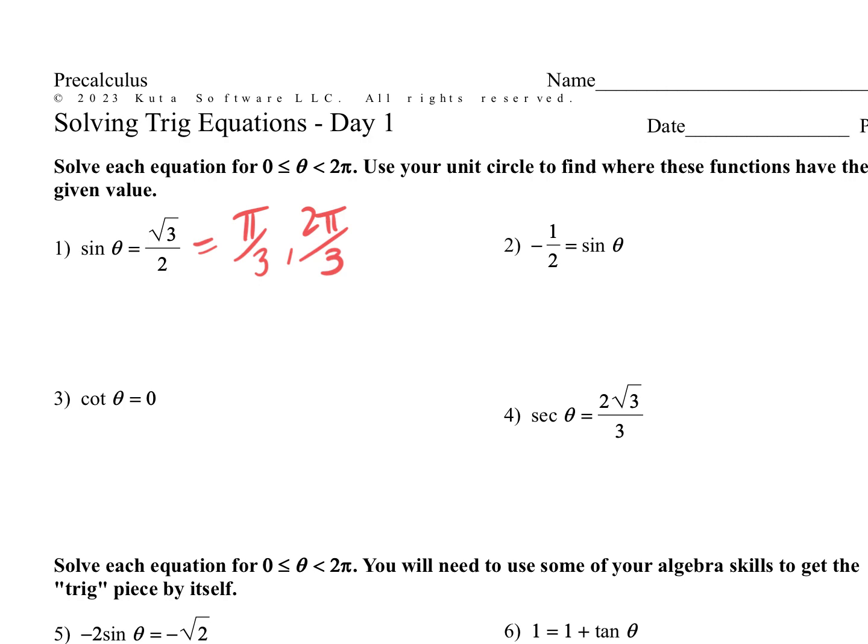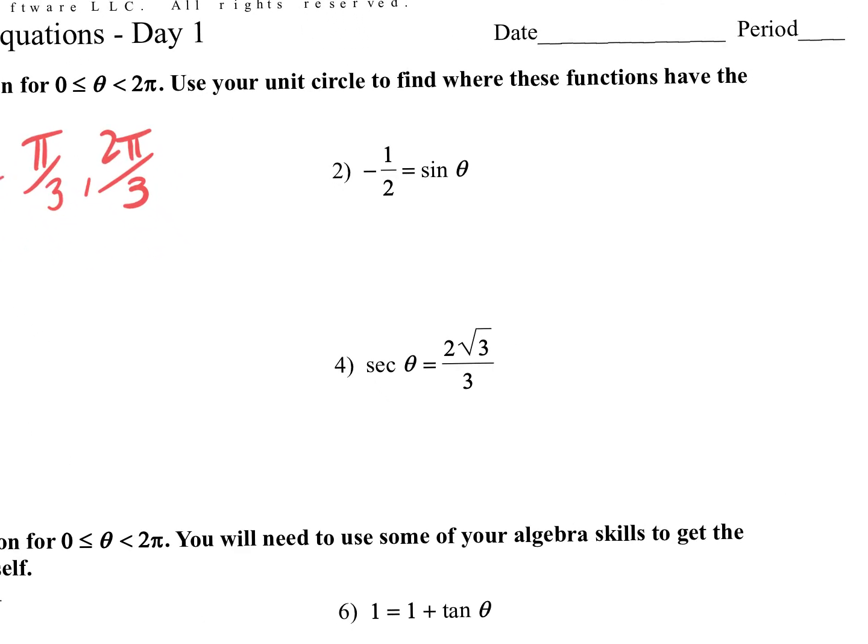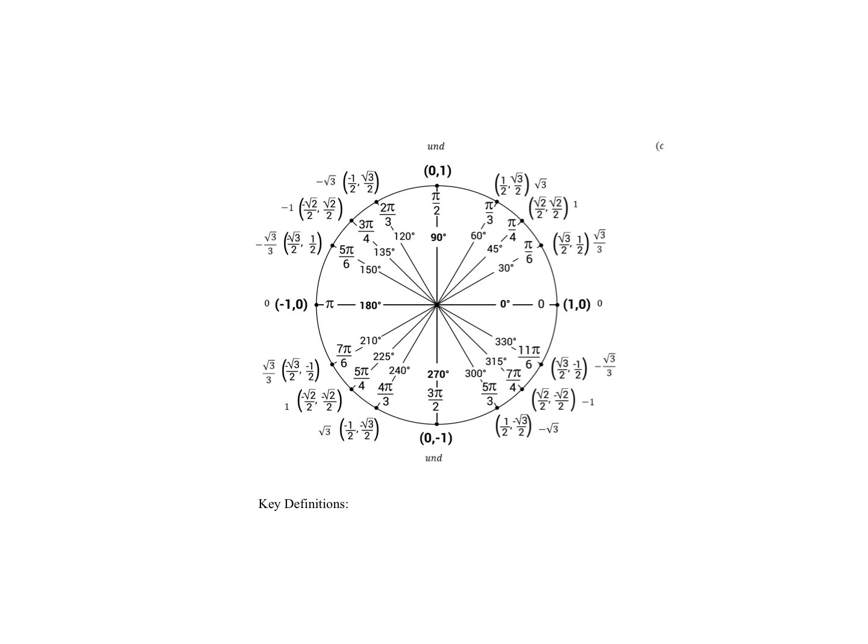Okay, so again, we're here looking at sine, and we're saying it's going to equal negative 1/2. Okay, so go to your unit circle. Remember, sine are the y values. Okay, so find the y values that are negative 1/2 on the circle. So here we are back on our unit circle, and let's find those signs where they are negative 1/2.